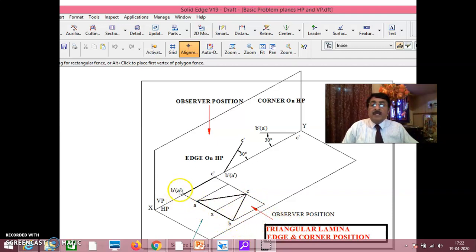B dash, bracket A dash. When you are looking from here, this is C dash. That means B dash, A dash and C dash. One, two, three edges here. In that way, CB, CA, AB, three edges are here. This is the front of the triangular lamina.